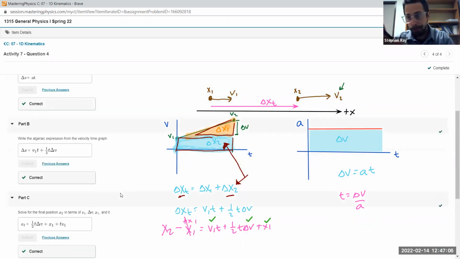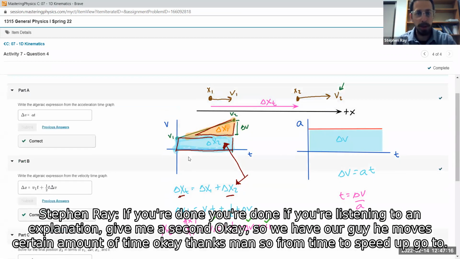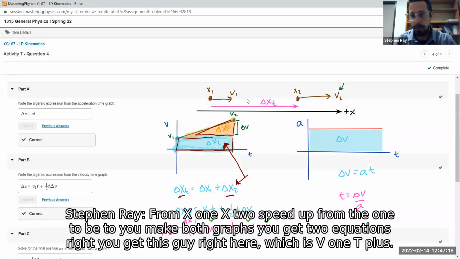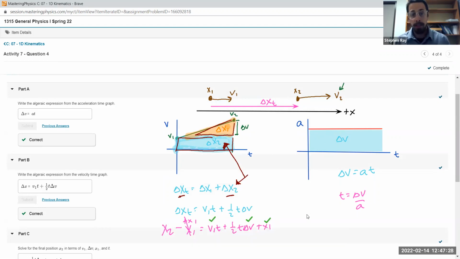If you're done, you're done. If you want to listen to an explanation, give me a second. So we have our guy. He moves a certain amount of time. It takes him a certain time to speed up, going from x1 to x2, speeding up from v1 to v2. You make both graphs, you get two equations. You get this one right here, which is v1t plus 1/2 t delta v plus x1. That gets you your final position.